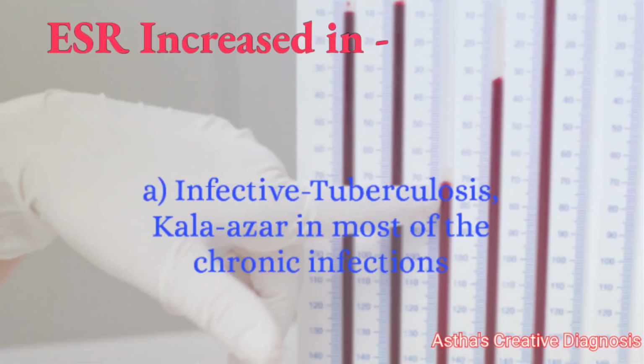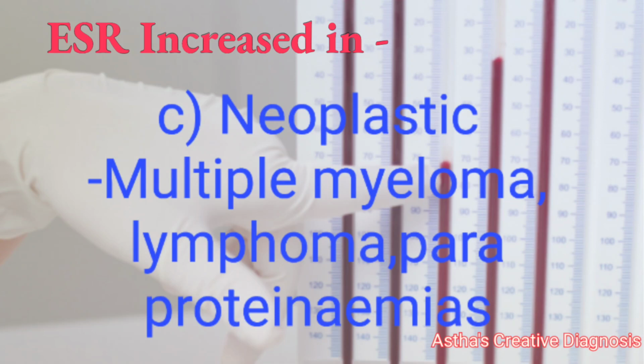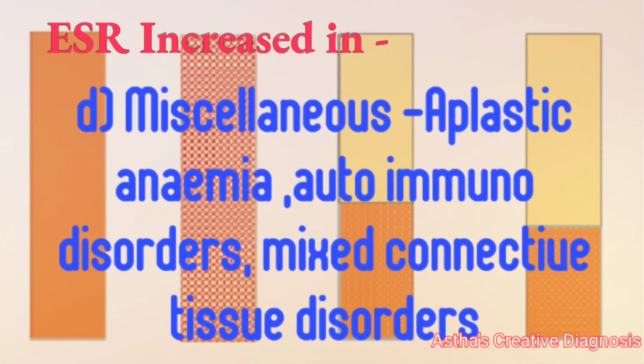ESR increased in: A. Infective: tuberculosis, Kala-azar, most of the chronic infections. B. Inflammatory: rheumatoid arthritis, rheumatic fever, other connective tissue disorders. C. Neoplastic: multiple myeloma, lymphoma, paraproteinemias. D. Miscellaneous: aplastic anemia, autoimmune disorders, mixed connective tissue disorders.